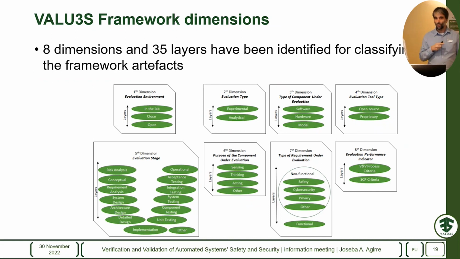We also have the aim of the component under evaluation, and the requirement that we are evaluating using this tool. And finally, we have the result, the improvement that we have achieved using this. So we have those dimensions to characterize a method or a tool that we are using in a use case.